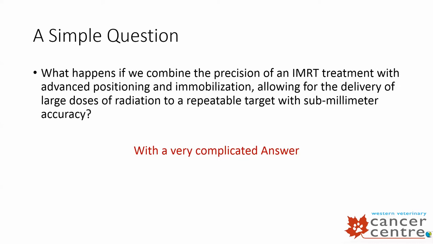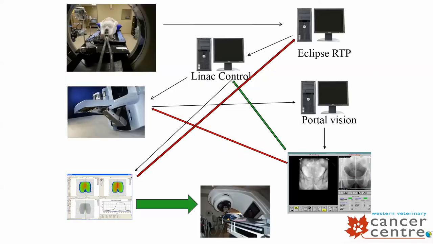What would happen if we could combine the precision of an IMRT treatment, so the ability to change the dose being delivered to each part of a radiation field, with advanced positioning and immobilization, allowing for the delivery of a large dose of radiation to a very repeatable target with millimeter or submillimeter accuracy? And as I say, it's a fairly simple question. It just ends up having a fairly complicated answer.